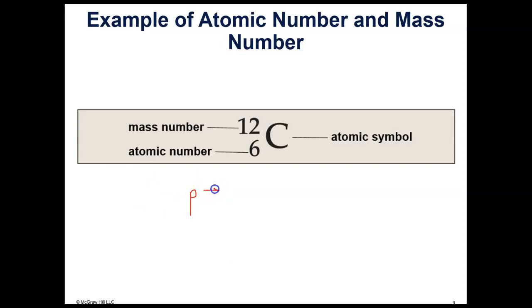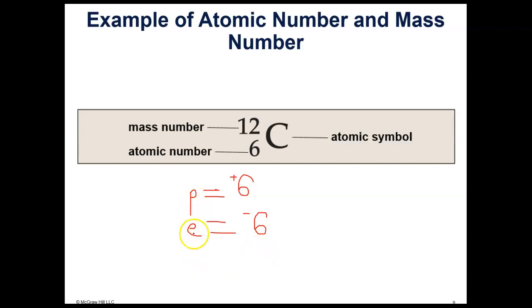Protons equals 6. The number of electrons is always going to equal the protons unless it's an ion, which is an atom with a charge. So we're going to assume here that this is a carbon atom that does not have a charge. So the number of protons is 6. The number of electrons will also be 6. That way the number of positive charges is 6 and the number of negative charges is 6. So overall, positive 6 and negative 6 gives you 0, which means the atom has no charge. The atom itself is neutral.